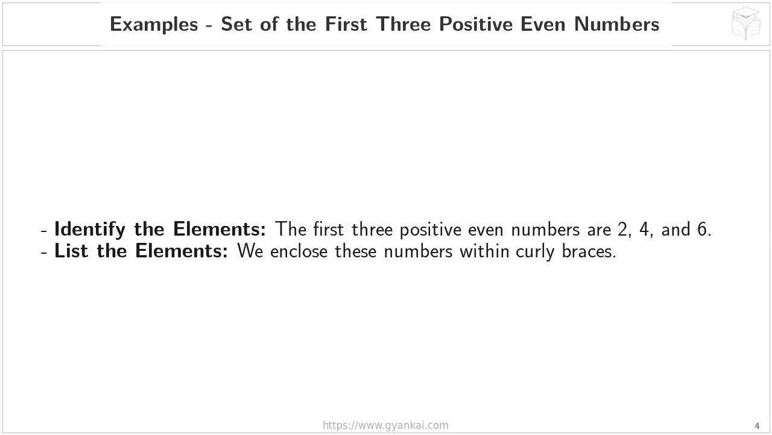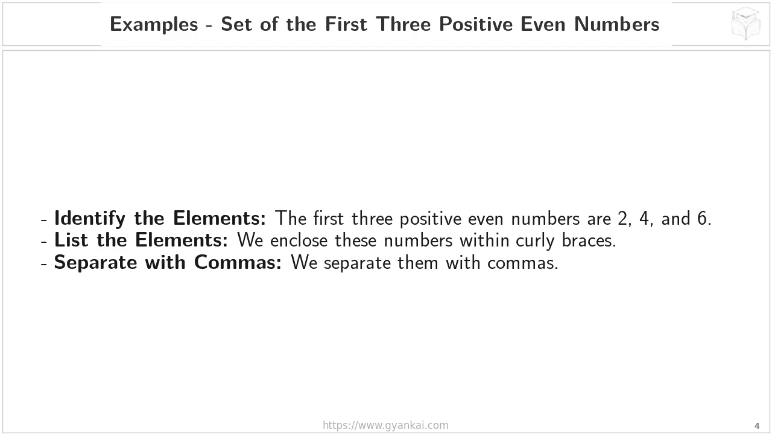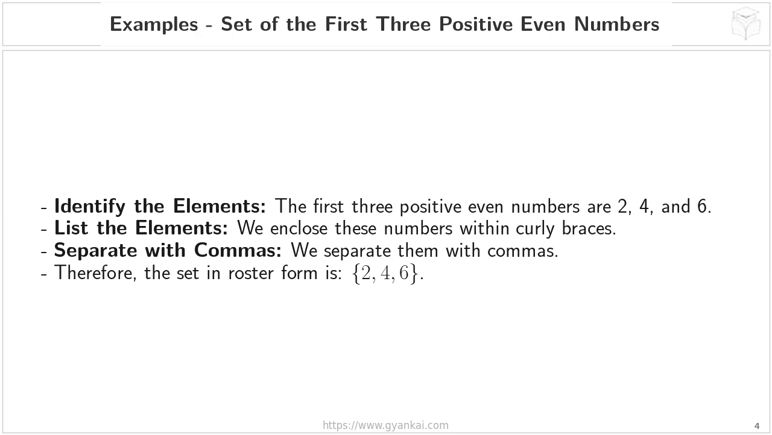Next, list the elements. Now, we take those numbers and enclose them within curly braces. Remember, the curly braces are essential. They tell us we're defining a set. Then, separate with commas. We need to separate each of these numbers with a comma. This just makes the set clear and easy to read. Therefore, putting it all together, the set in roster form is curly brace 2, 4, 6, and then close the curly brace. So we write it as {2, 4, 6}.